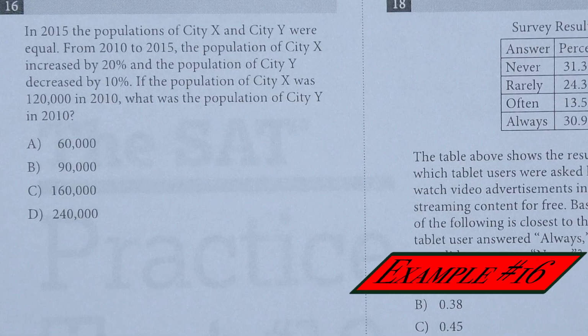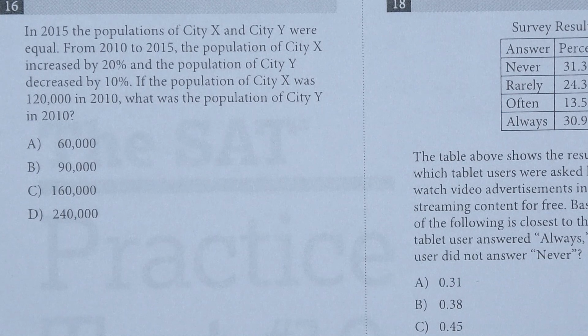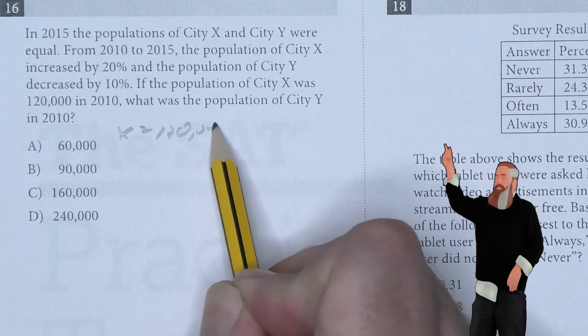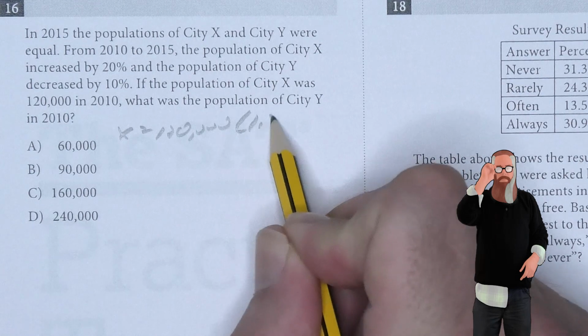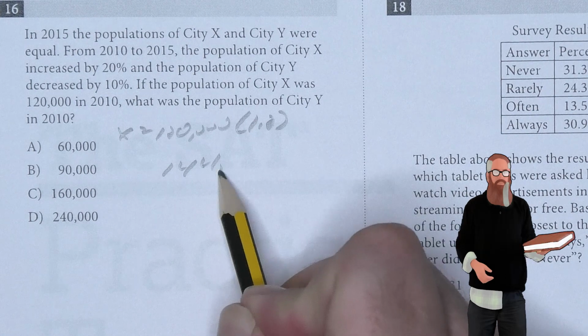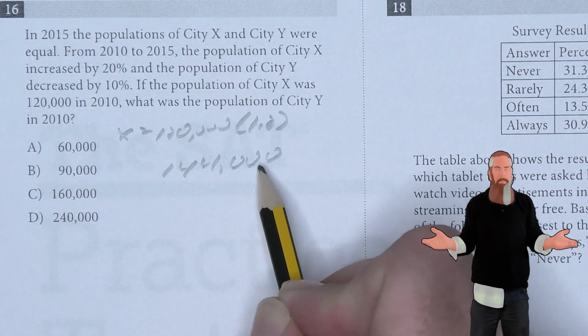In 2015, the population of City X and City Y were equal. From 2010 to 2015, the population of City X increased by 20%, and the population of City Y decreased by 10%. If the population of City X was 120,000 in 2010, what is the population of City Y in 2010? So X was 120,000. This increased by 20%, so multiply that by 1.2. This is going to give us 144,000 as City X.